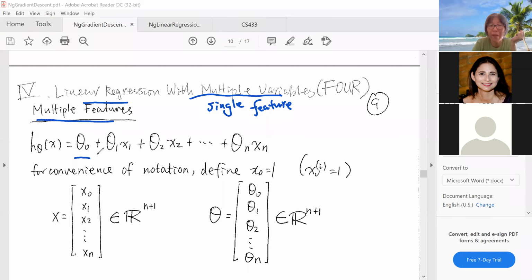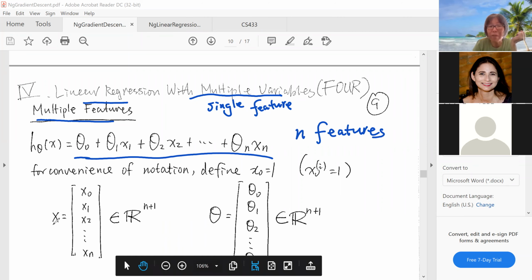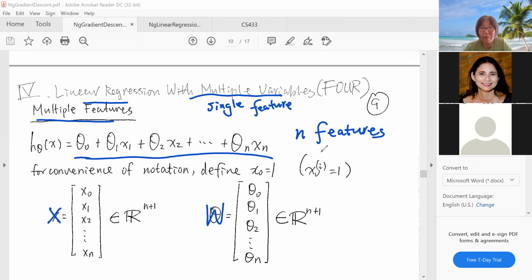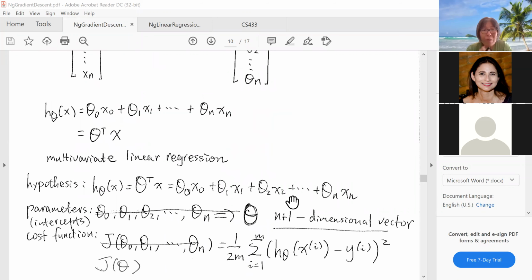Then it can be represented in this format. Here you have n features, from 1 to n. In math, you can represent it in vector format, like this. In vector format, you can still write it like this: you transpose the weight vector and multiply it by the feature vector. So this we call multivariate linear regression.